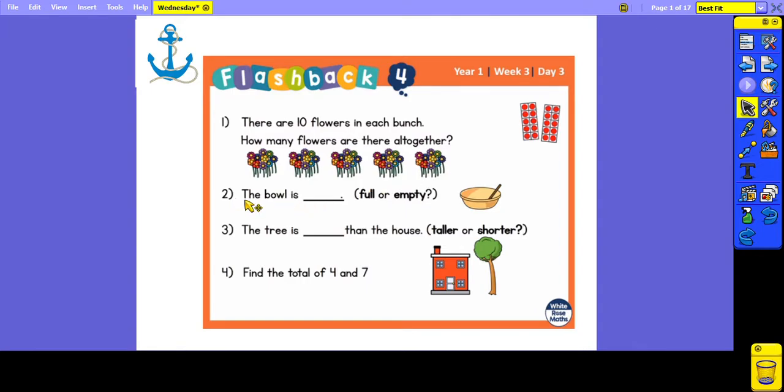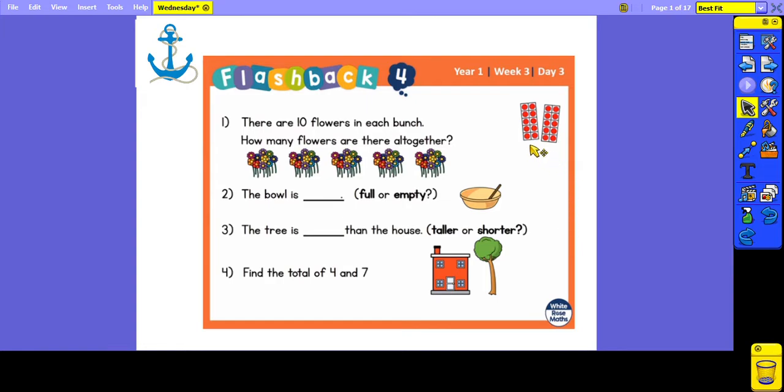Question 2 says the bowl is, and then you need to decide if the bowl is full or empty. For question 3, it says the tree is something than the house. So you need to decide, is the tree taller or shorter than the house? And for question 4, it says find the total of 4 and 7. So that means you need to add 4 and 7 together. Okay, if you pause the video now to give yourself a chance to answer the questions, I'm now going to go through the answers.